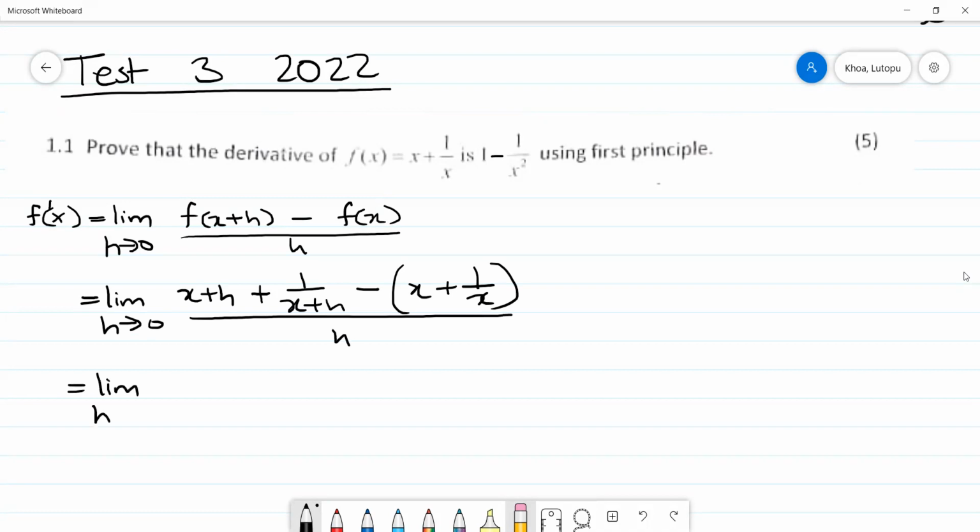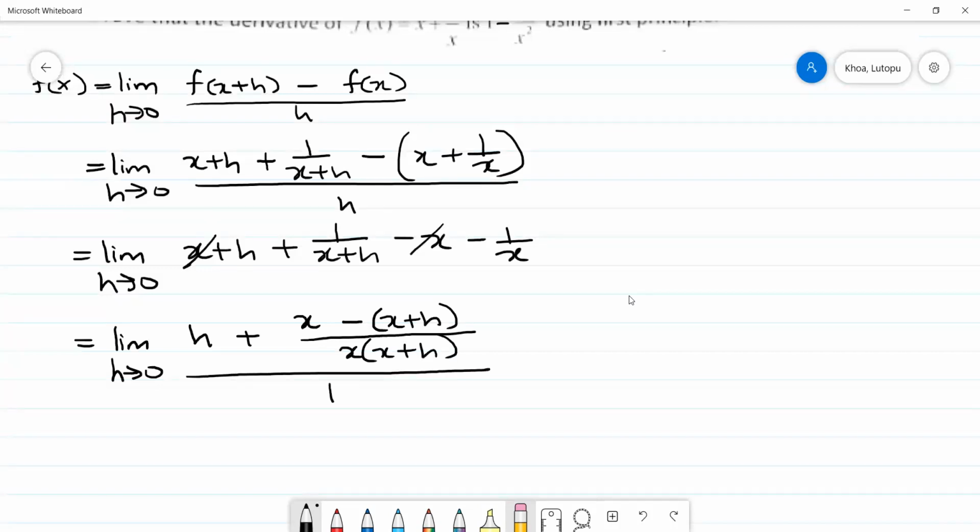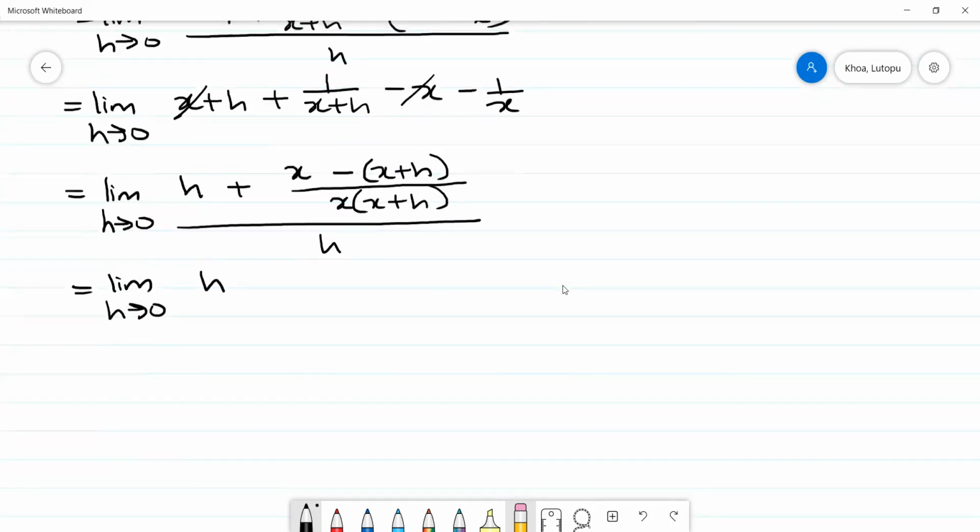This is the limit as h goes to 0 of x plus h plus 1 over x plus h minus x minus 1 over x. So these two will cancel. And then these two here, just like the previous one I did, we will combine them. So I have the limit as h goes to 0 of h. Then these two, combining them, I have x minus x plus h over x times x plus h. This is all over h. So this is the limit as h goes to 0 of h. This one, we know we'll get minus h over x plus h, everything over h.